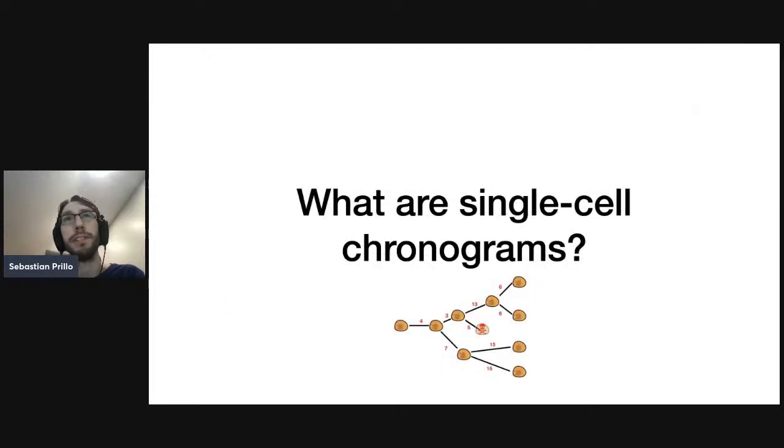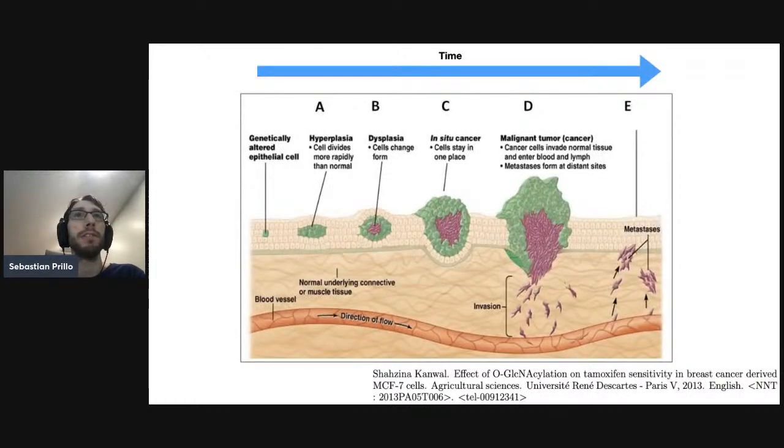So what are single-cell chronograms? And by the way, I don't know if we mentioned this, but if people have questions, you can ask questions during the talk, and I will happily answer them. So what's a single-cell chronogram?